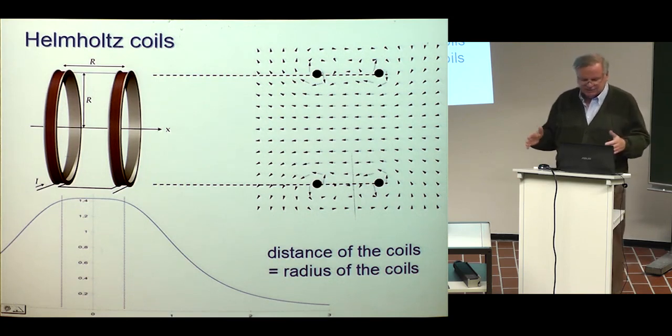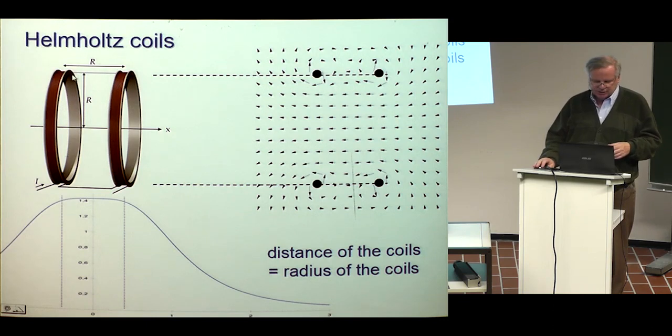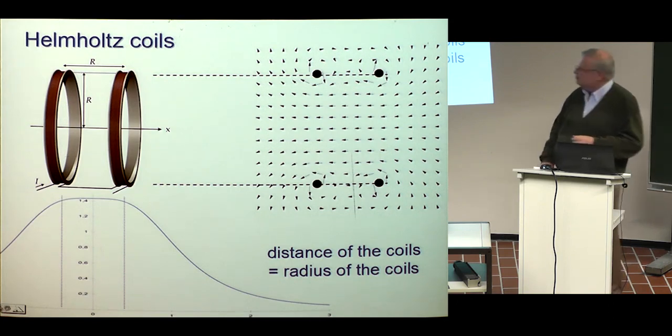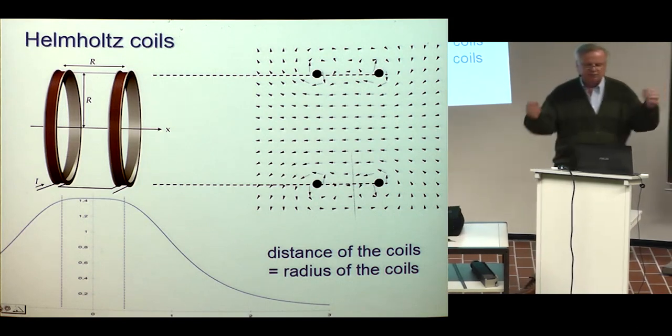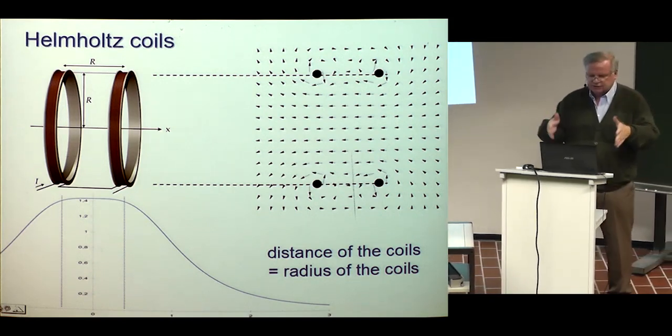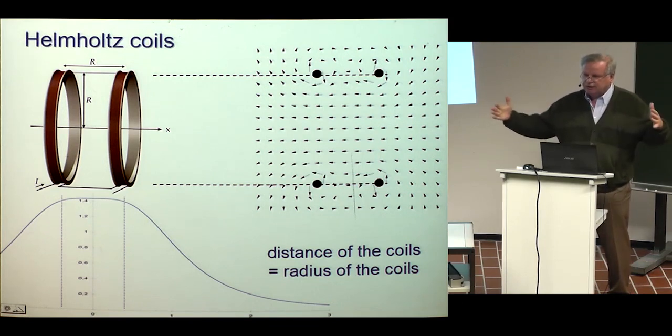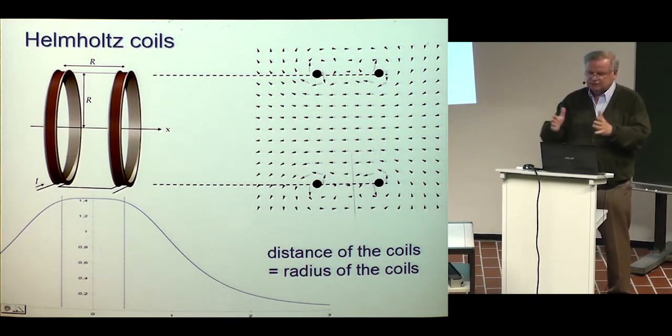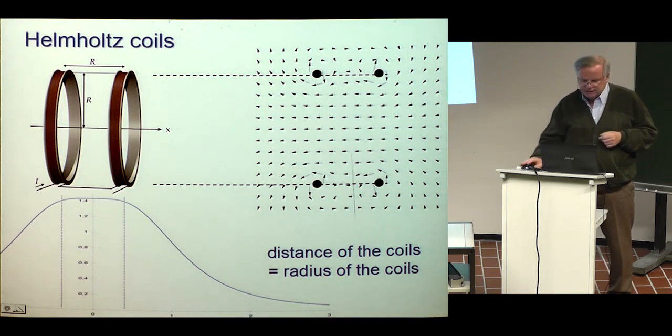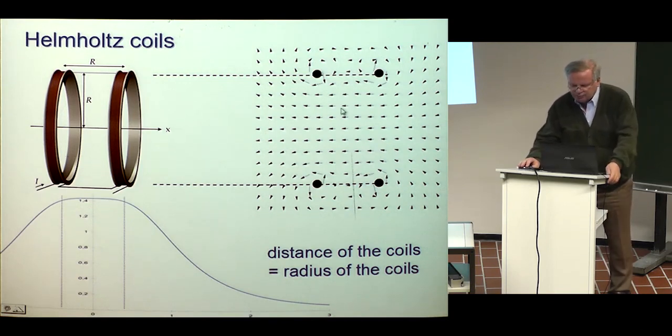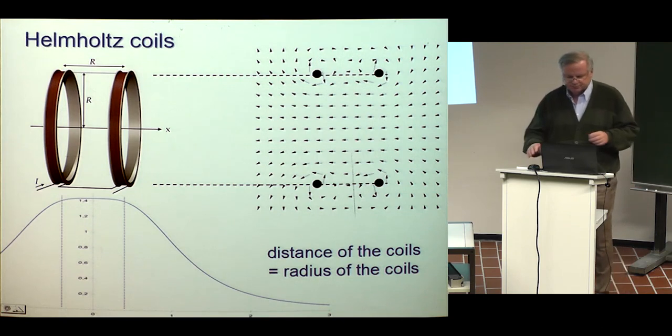Helmholtz coils are a pair of coils whose distance is equal to the radius of the coil. And what is the idea here? Helmholtz was a smart guy. Believe that. The idea is that if you take these coils from that distance, closer or further away, in both cases you get a worse situation. This is the optimum situation where the magnetic field is most homogeneous in this region. So Helmholtz was a smart guy. He just found that that's the case.